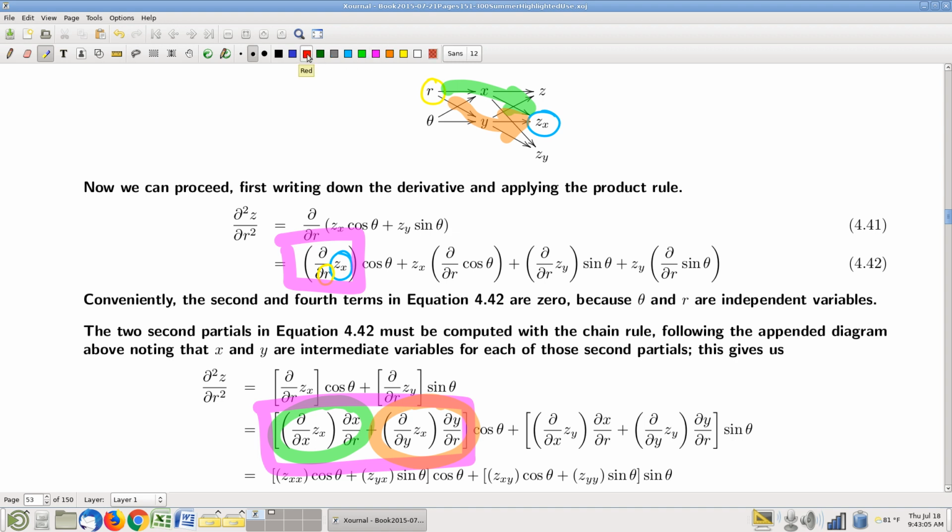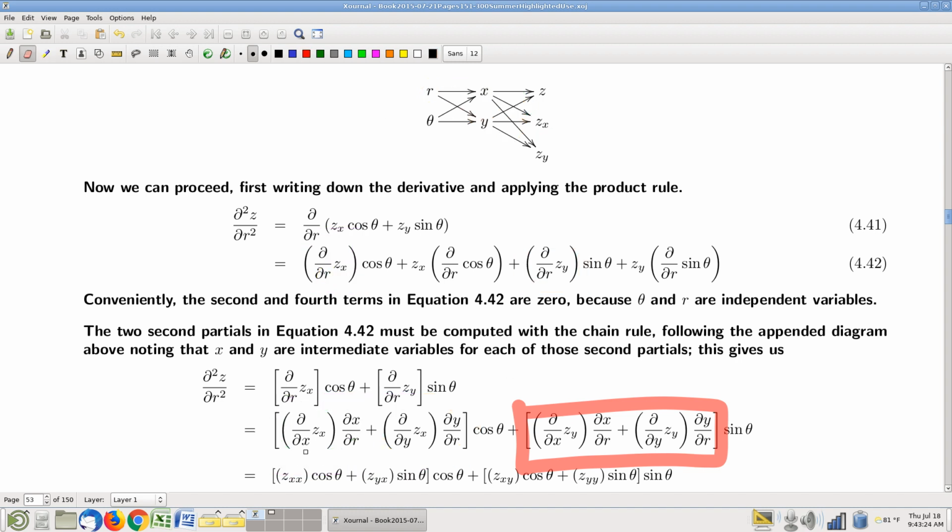Analogously, by the way, let's see here. This is another chain rule problem. Again, you get two terms, and those are those. Everybody on board? Okay. All right.